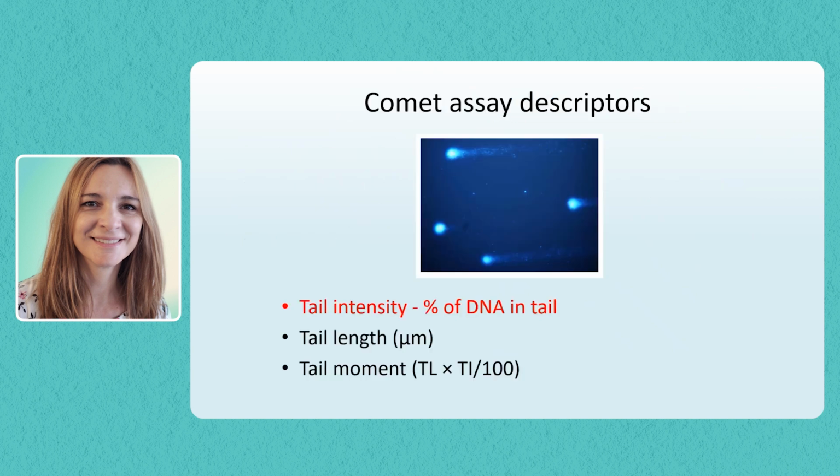The method itself is named after the specific appearance of the nuclei, especially if the DNA is damaged. The common descriptors used in the Comet assay are tail intensity, tail length, and tail moment. And in our study, we measured tail intensity.